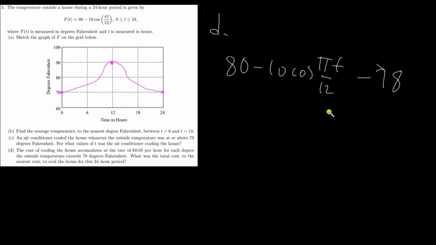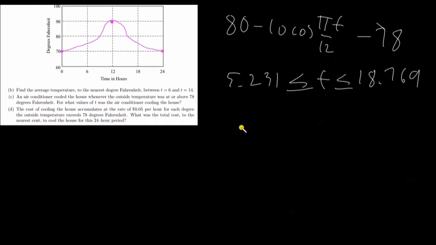Right? So that would be the temperature, 80 minus 10 cosine pi t over 12, minus 78. This expression is going to give me how many degrees above 78 the temperature is. And I know from part C that the temperature is above 78 for 5.231 to 18.769. So this is the interval for when the temperature is greater than 78, and this is how much greater than 78 it is.